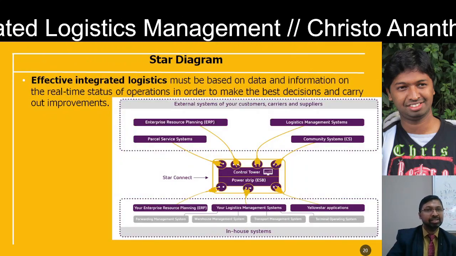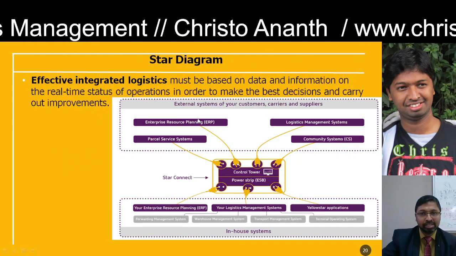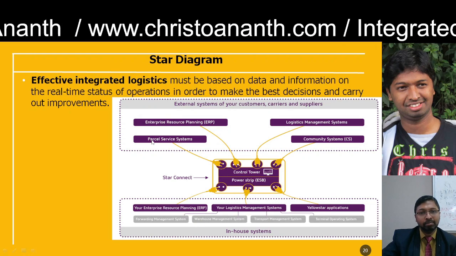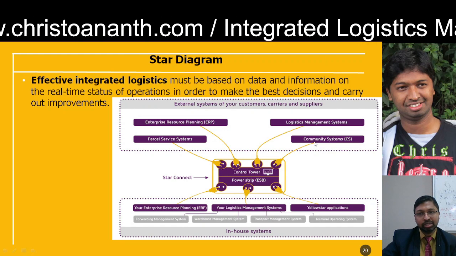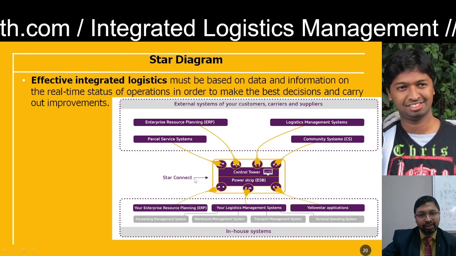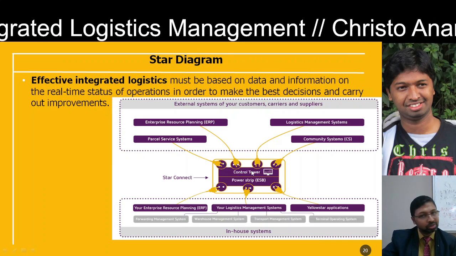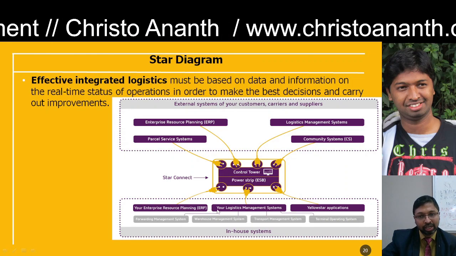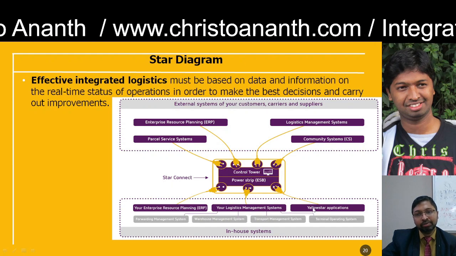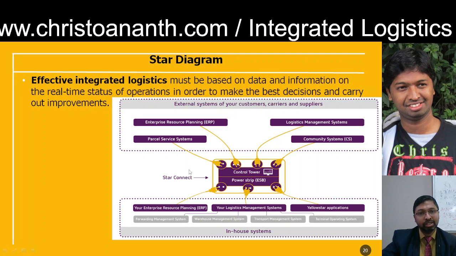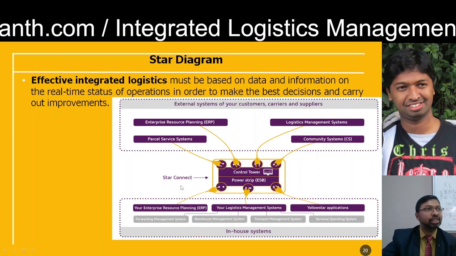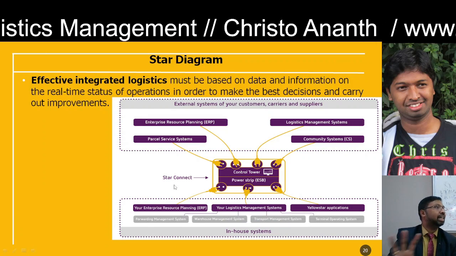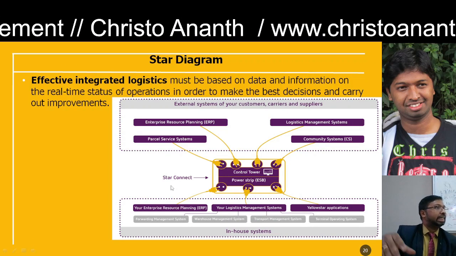Okay, so we'll have the star diagram. Like we'll have the external system of our customers, carriers, and suppliers. Okay, so we'll have the ERP, parcel service system, logistics management system, community system. So everything has a star connection through the power strip, ESB. Okay, and from this we'll have the enterprise resource planning ERP, logistics management system, and of course the applications that are available in the in-house system. So everything will be providing the data and information in an integrated fashion. So this is the star diagram that is associated with integrated logistics.